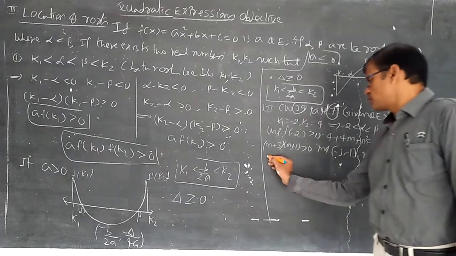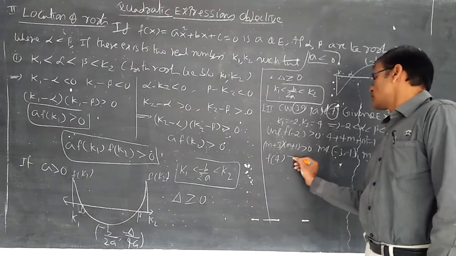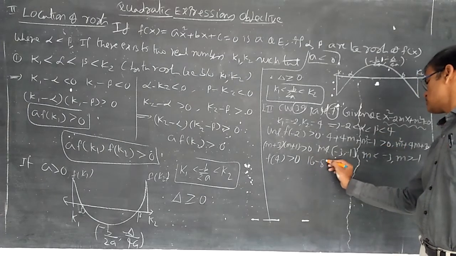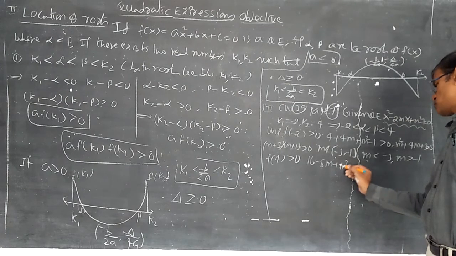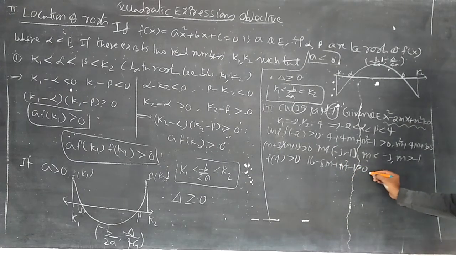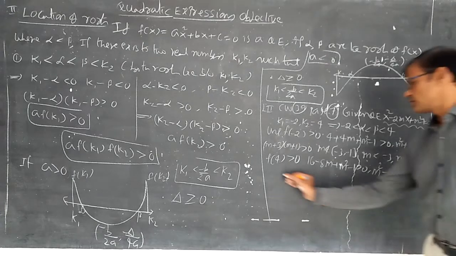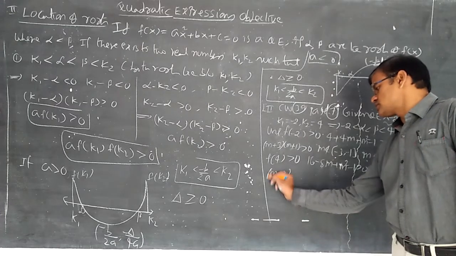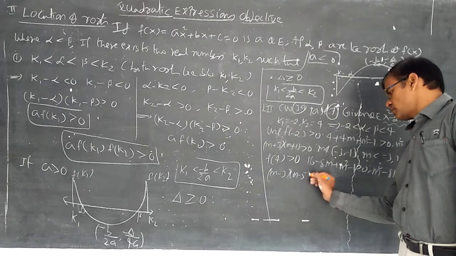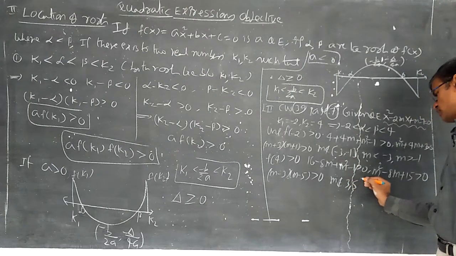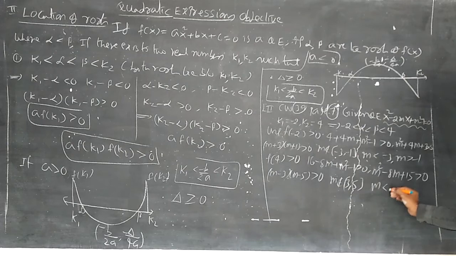Keep that aside and write here f of 4 greater than 0. Substituting, it becomes 16 minus 8m plus m square minus 1 greater than 0. So the next step: m square minus 8m plus 15 greater than 0. You can write (m minus 3)(m minus 5) greater than 0. So m does not belong to the closed interval 3 comma 5, meaning m less than 3, m greater than 5.